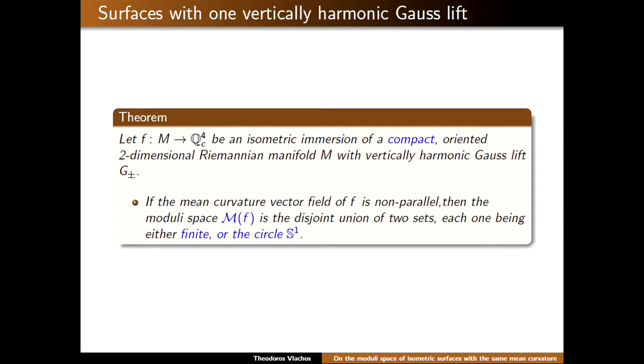So now comes the answer to the question in that case. You have a compact surface in a space form for which one of the Gauss lifts is vertically harmonic. If the mean curvature vector field is non-parallel, a case that has been excluded for triviality reasons, then the moduli space of the surface is a disjoint union of two sets, each one being either finite or the circle S1.